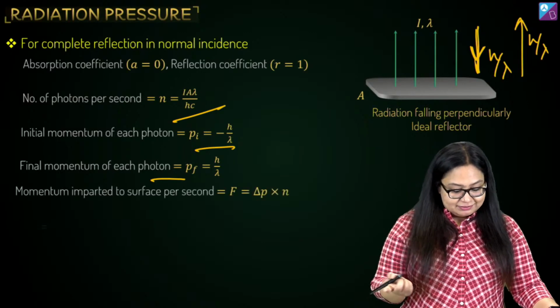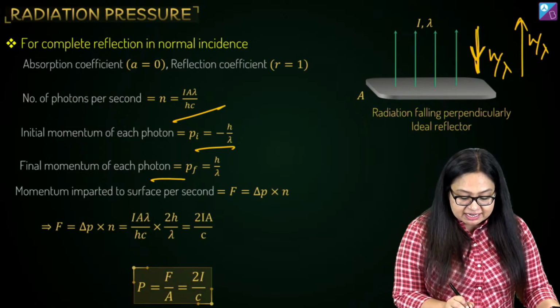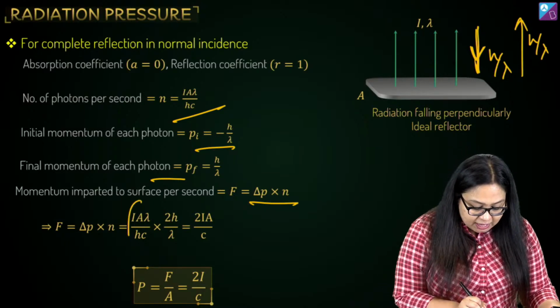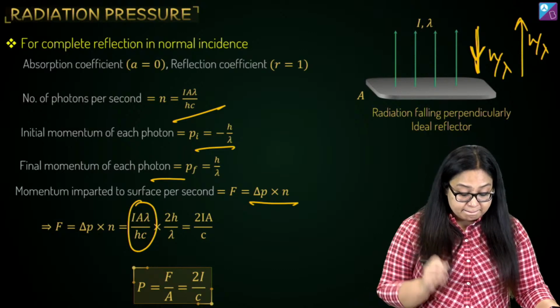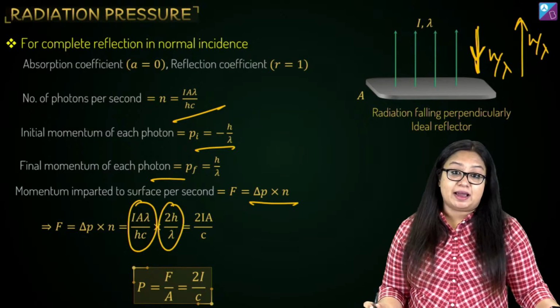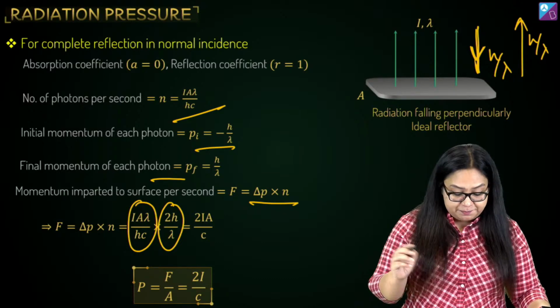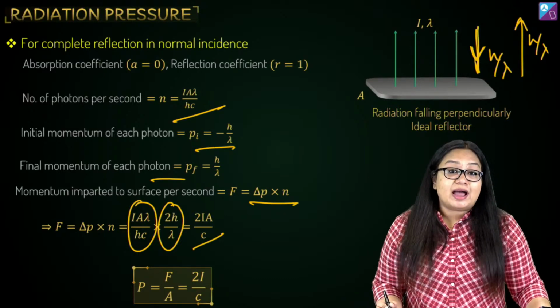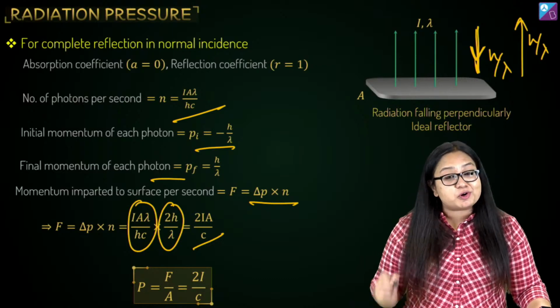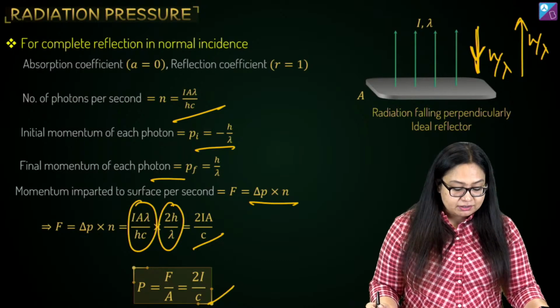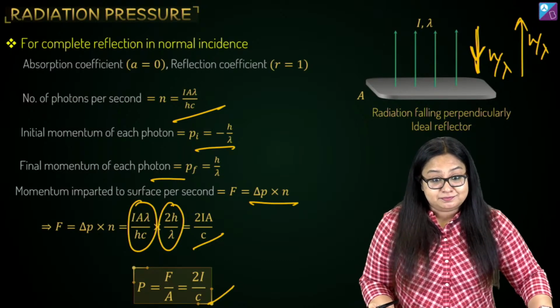And again, momentum imparted to the surface per second, delta P by delta t multiplied by n, comes out to be equal to Ia lambda by C multiplied by 2h by lambda, right? So h by lambda minus (minus h by lambda). And this gives me 2Ia by C. This is force. Force divided by area gives me pressure. So pressure comes out to be 2I by C. Okay?